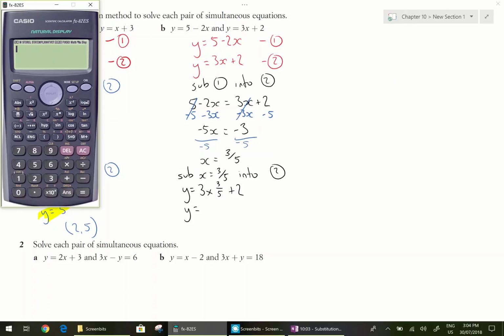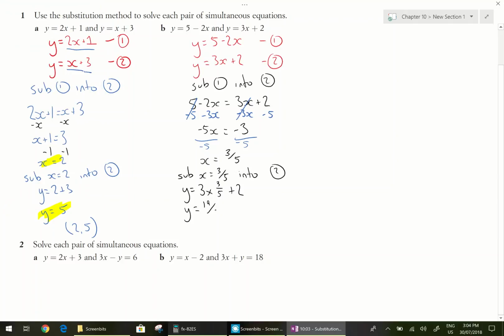So just go to the calculator. 3 times 3/5 plus 2 gives us 19/5. Terrible answer. But there's our solution. X equals 3/5. Y equals 19/5.